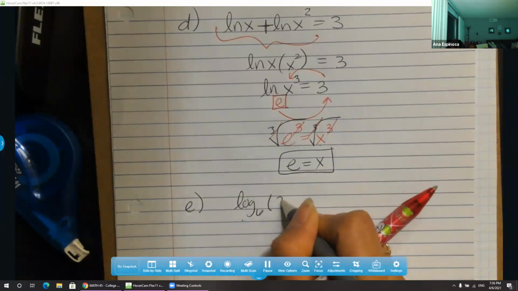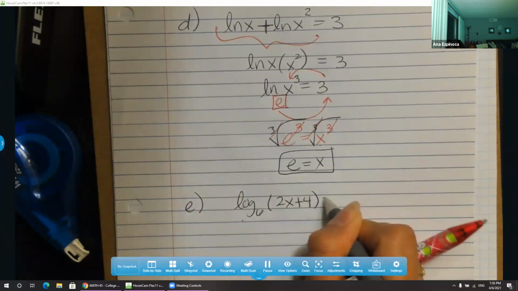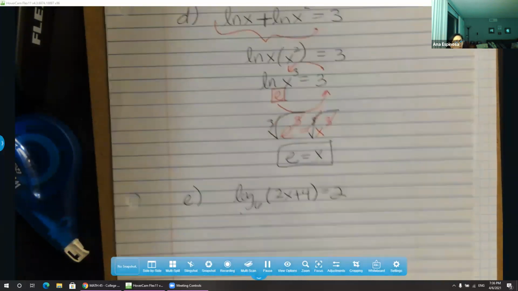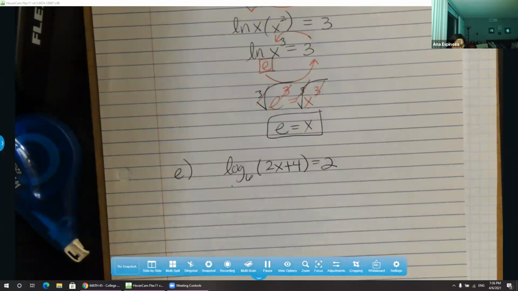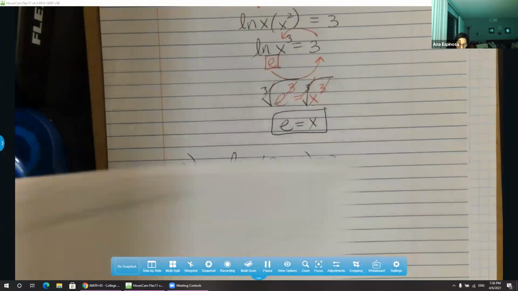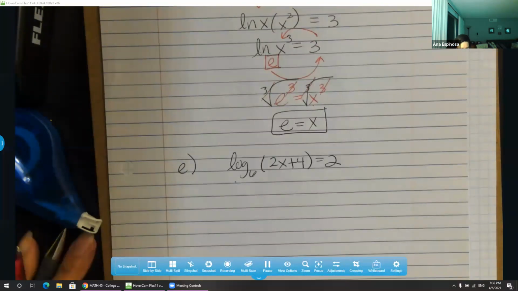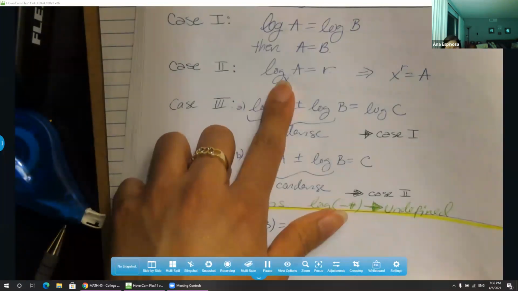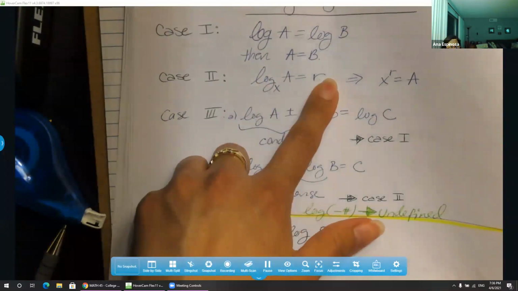Last one. Okay. Last one, there's nothing for me to condense. It is straight. Case 1. So that means I'm going to do, sorry, not case 1, case 2. Case 2 where I have one log and nothing on the other side.